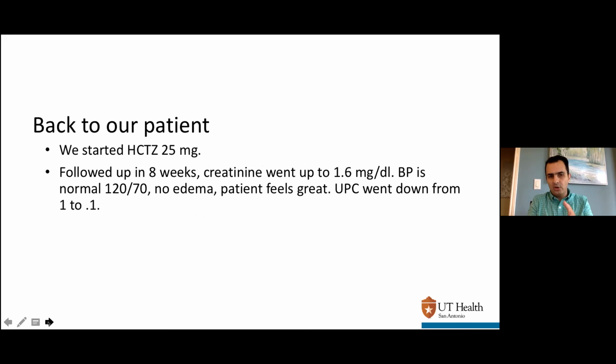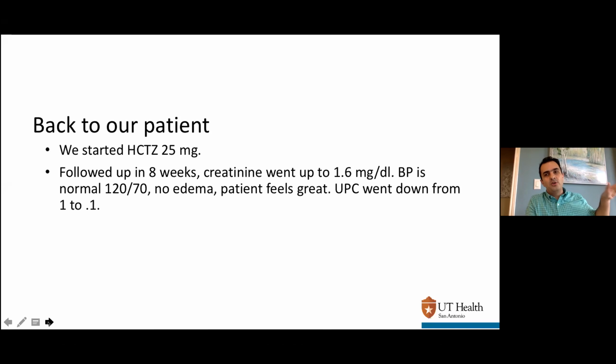So I added hydrochlorothiazide since this is an early CKD and we can use a thiazide. The patient came back in 8 weeks. The creatinine went up to 1.6 and the blood pressure now is normal. The patient doesn't have edema. The patient feels great. And the UPC went down from 1 to 1.1. So we started with a creatinine of 1. I ended up with a creatinine of 1.6.